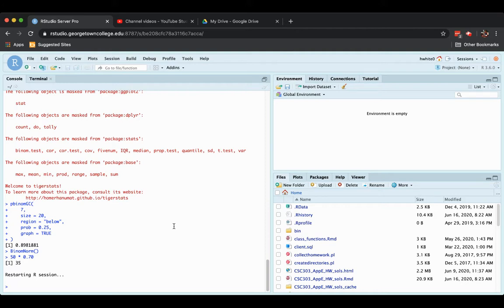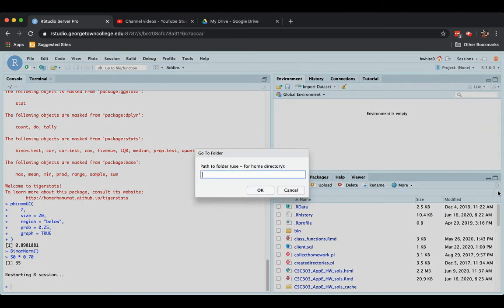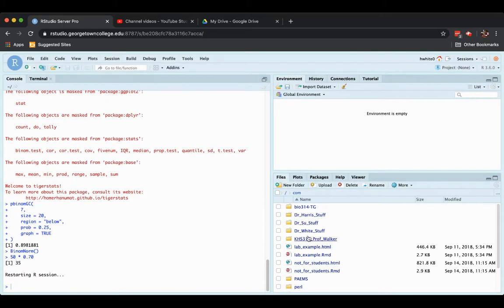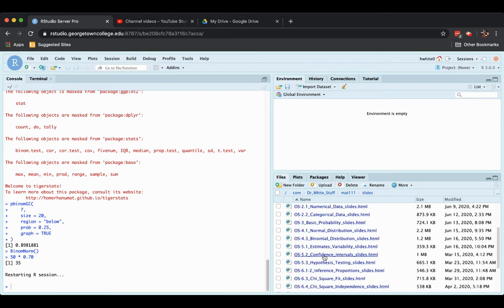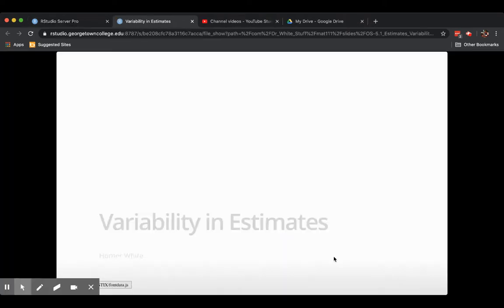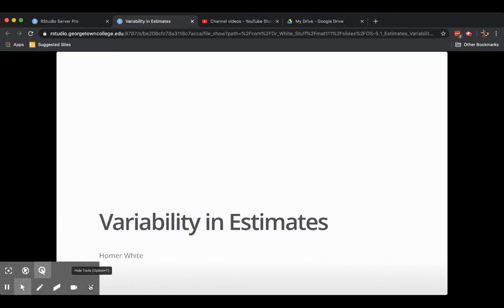If there are any packages that are required in our work for this chapter, we'll need to remember to attach them to this R session. All right, let's go grab the section 5.1 slides. Dr. White stuff, Math 111, slides, section 5.1 estimates variability slides. Press the blue text, view in web browser. Up it comes.